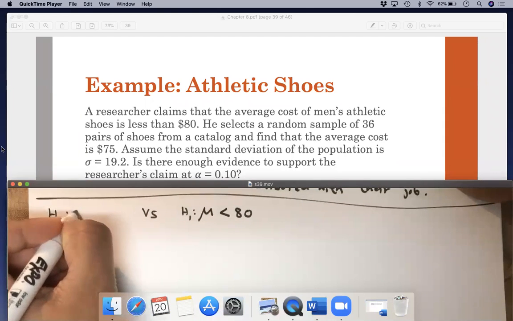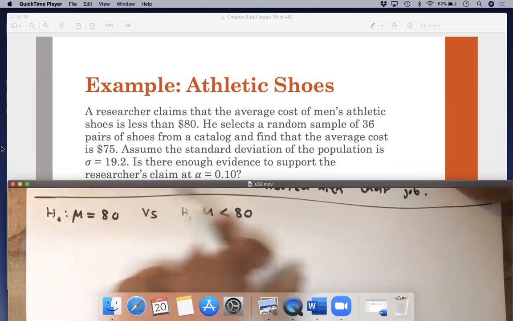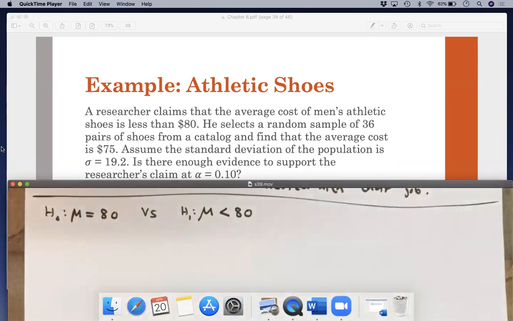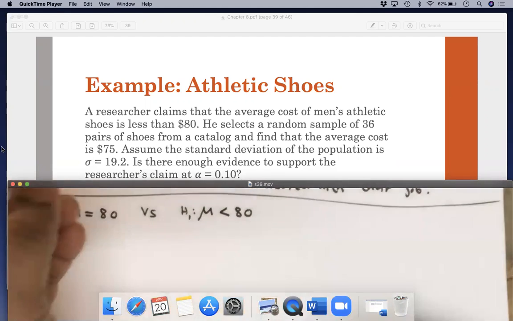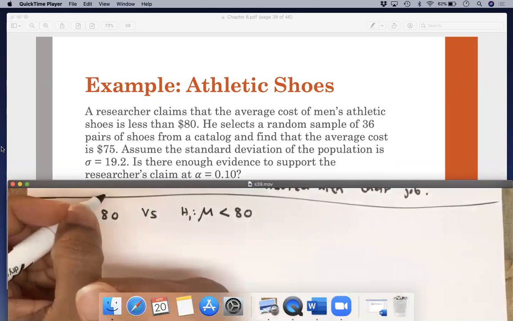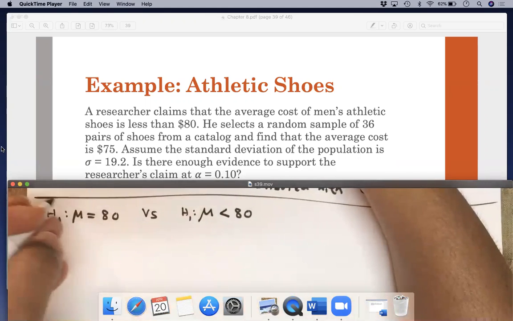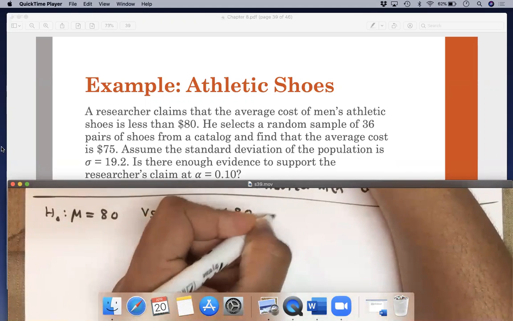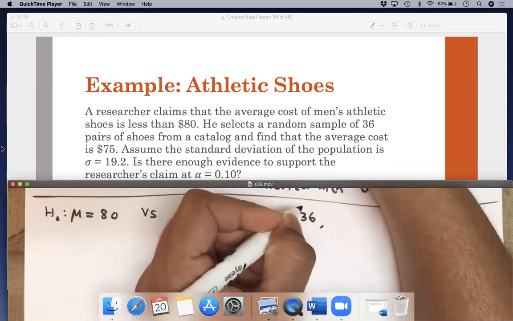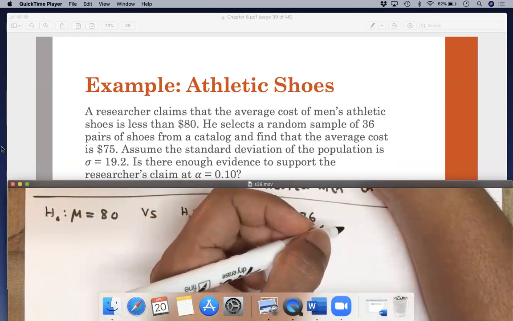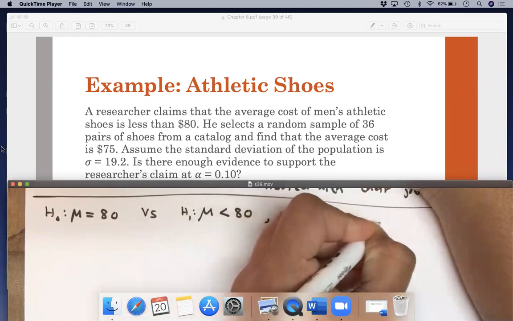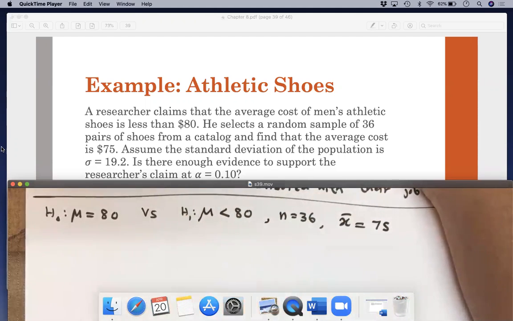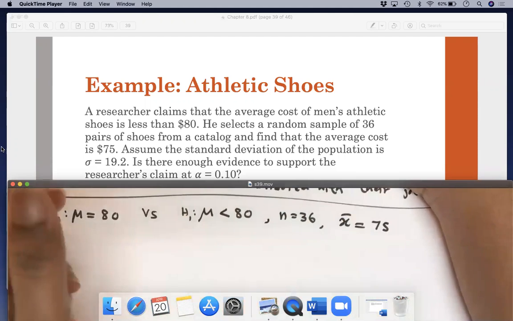So how can we write the null? Mu equals 80, same thing but with the equal mark. Next, write down the information. He collects a random sample of 36 pairs. So what is our n? 36. Then he finds that the average cost x bar is 75. We have that value also, 75. Now we have everything.